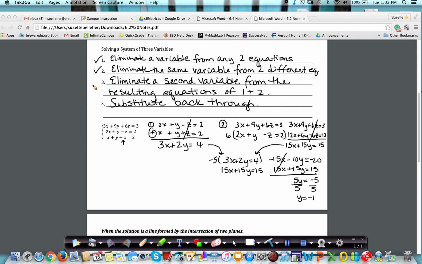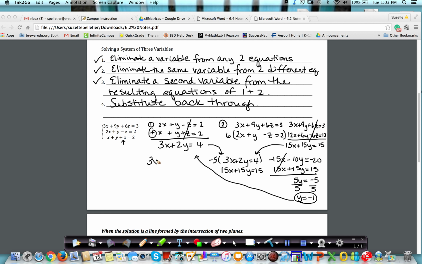And so the directions say substitute back through. That means we're just going to keep working our way back up through until we get to the end. When you have one variable, it's not going to make any sense to plug back in to one of the original equations because I still will have two missing variables, and that's not helpful. So I'm going to take this y equals negative 1 that I know, and go back to one of the two resulting equations where I only have two variables. That way I can solve for one of the other variables.